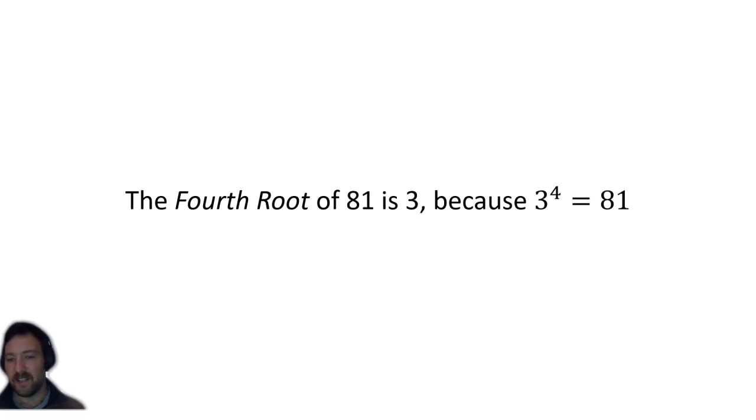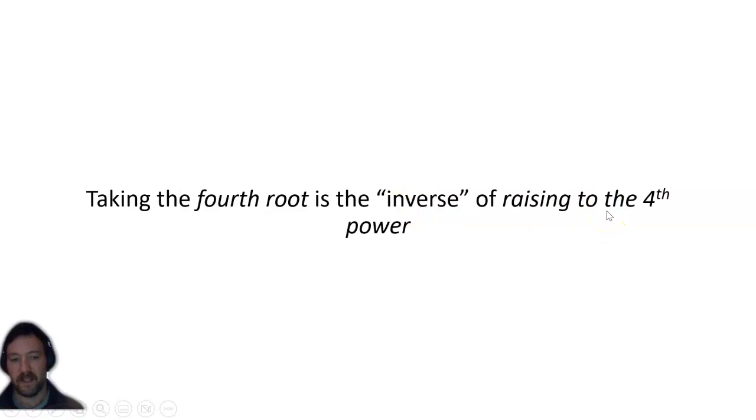Fourth roots. If you've never heard of a fourth root, how do you expect it would work? Well, if a second root undoes raising to the second power, a third root undoes raising to the third power, well then a fourth root better undo raising to the fourth power. And indeed, to do an example, the fourth root of 81 is 3, because when you multiply 3 by itself 4 times, you get back to 81. Okay? So taking the fourth root is the inverse of raising to the fourth power, right?